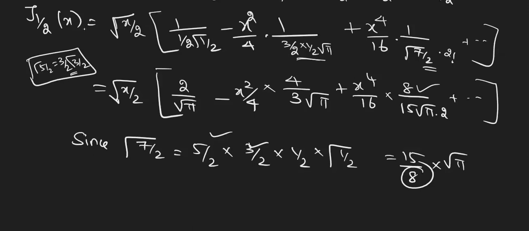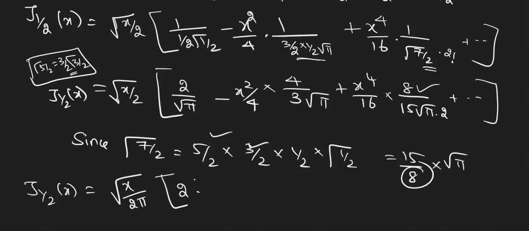So now what are the common terms that we are going to take? Let me write. This is J half of x. So J half of x is equal to, I'm going to take the common term, that is root pi, which is common for all. So root of x by 2, root pi, so I am writing inside the root, root of x by 2 pi. Now what is left over inside? 2 minus x square by 3, because this and this will get cancelled. Root pi has gone outside. Plus x power 4 by 60, etc.